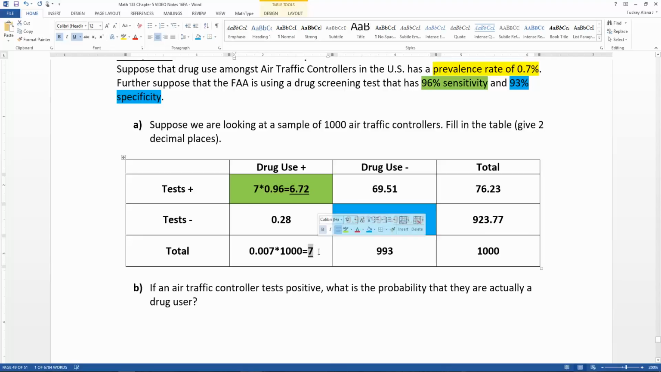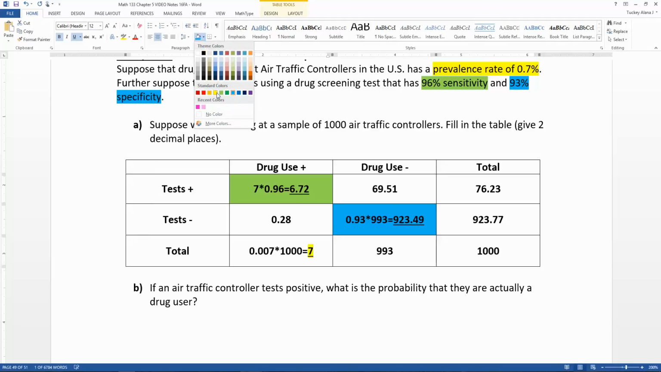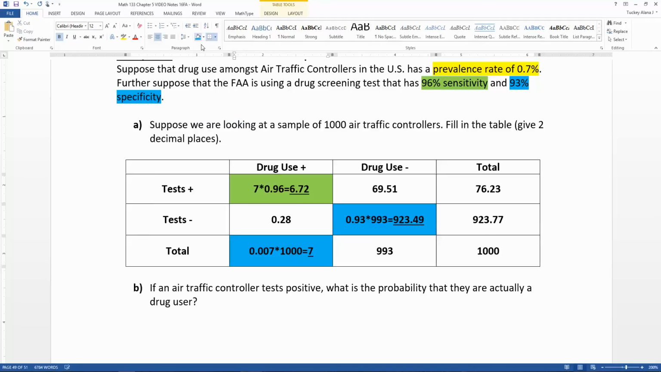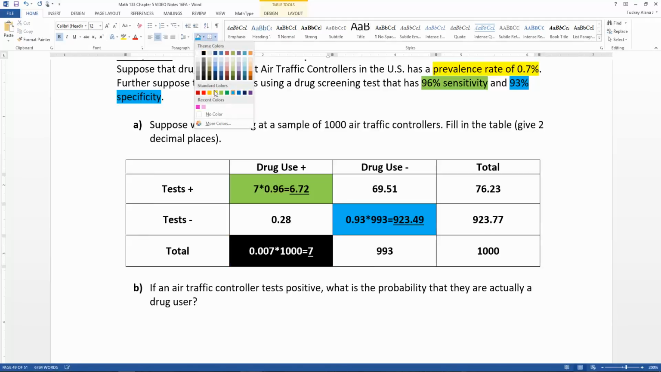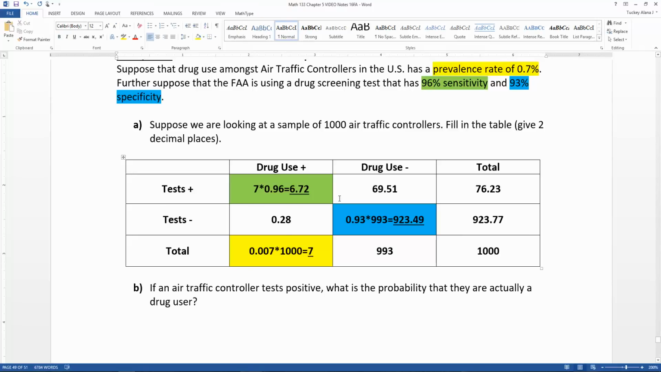So I used the rate right there, the prevalence rate, to find this cell. Oops. There. So the prevalence rate found me this cell. The sensitivity then found me this portion. And then I used the fact that there was 1,000 to find this, 993, and then I used the blue portion, the 93%, to find this cell right here.